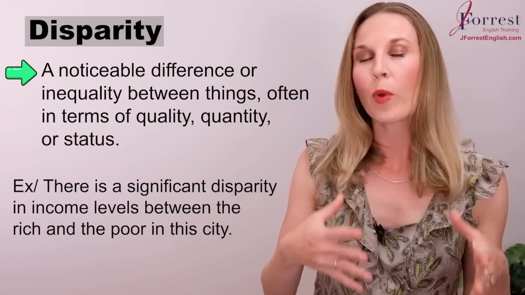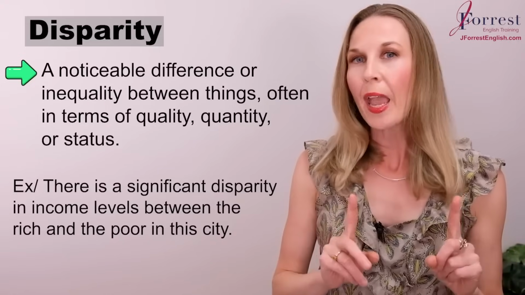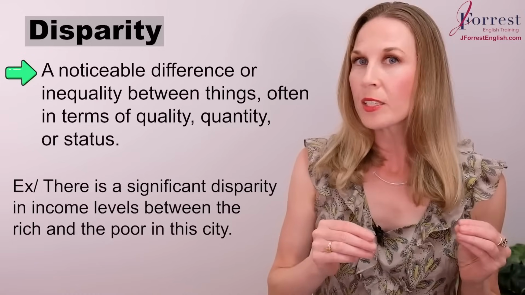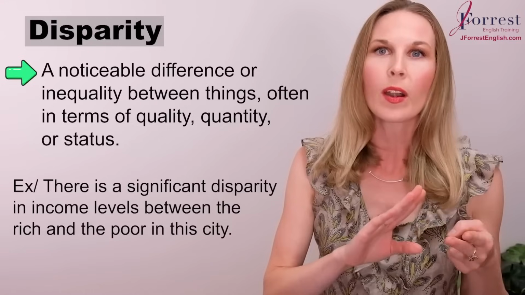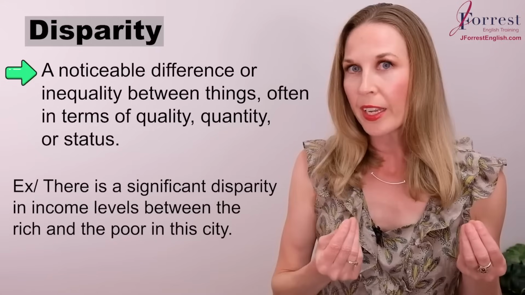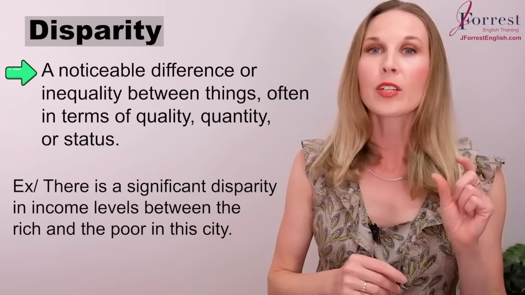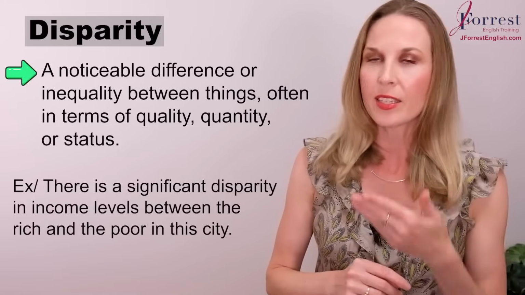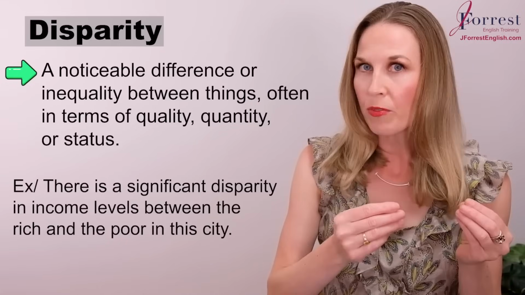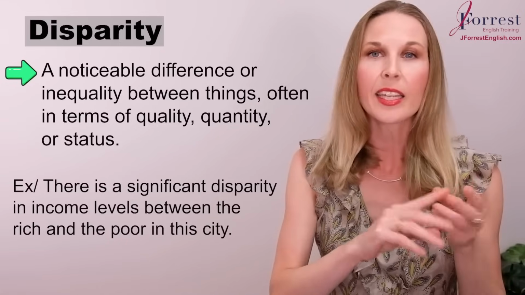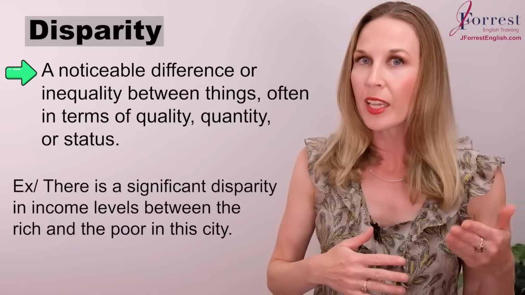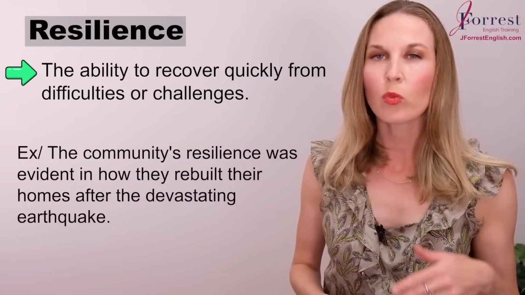Remember grammatically that we're talking about nouns. So pay attention to if the noun requires an article or if not, because it's either an exception or it's uncountable. In this case, we have a disparity. We need an article. There's a modifier, a significant disparity. The article is conjugated with the modifier. So if you need a or an, it depends on what directly comes after the article. A significant disparity.